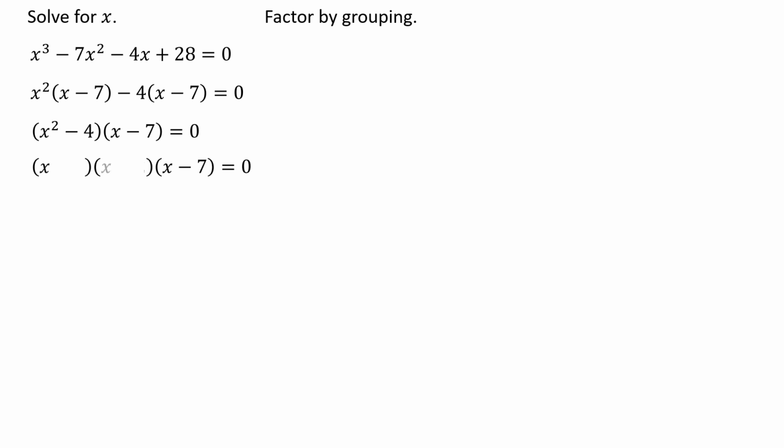We know x times x makes x squared. The negative on the 4 tells us the signs do not match. And of course, 2 times 2 will make 4, and 2 minus 2 adds up to 0 because there's no x's in the middle.